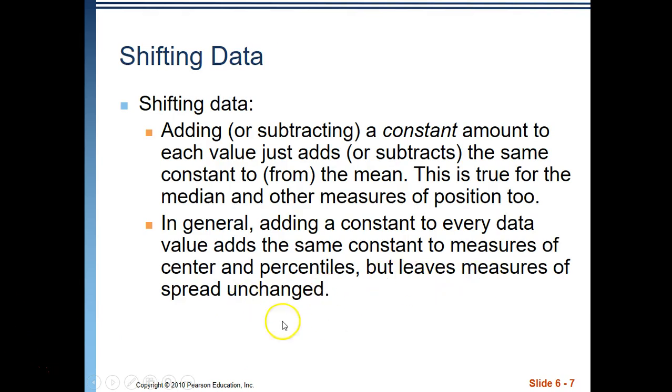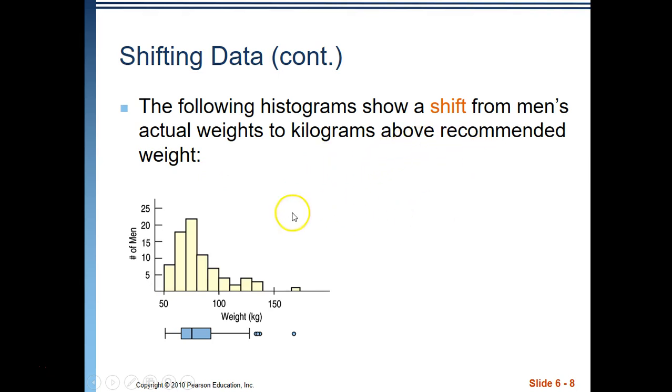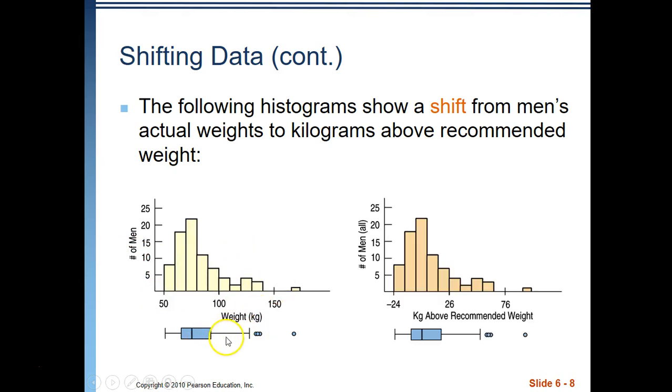Sorry about that, but it leaves measures unchanged, like your standard deviation, things like that. The following histogram shows a shift from men's actual weights to kilograms above recommended weights. You're looking at the weight of men, and there's a box plot there, a number of men in kilograms, and you're kind of like, okay, they are basically about the same.